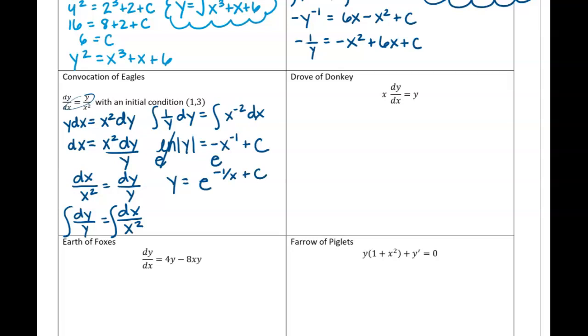If you recall, whenever we do this, this plus c is just like an e to the c, so we move it out front, okay? So y equals c e to the negative 1 over x.